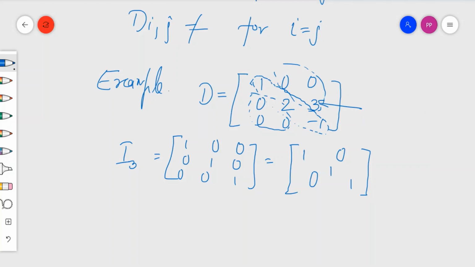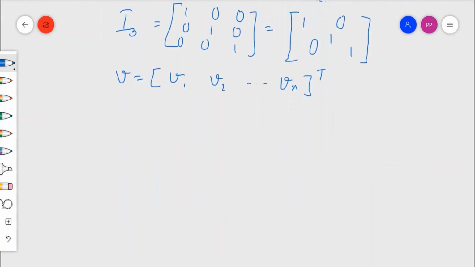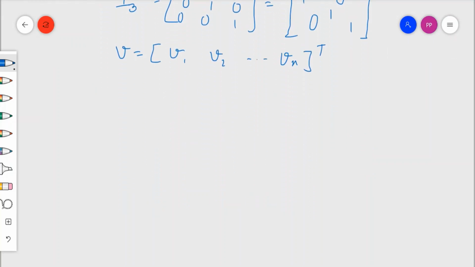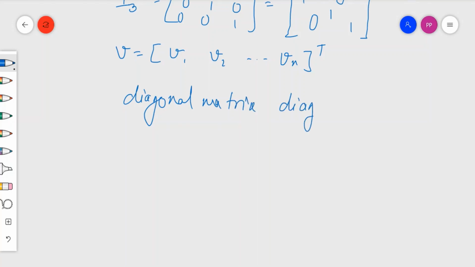So suppose we are given a vector small v, and with the vector value we have to convert it into a diagonal matrix. So suppose small v equals v1, v2, like that up to vn. So I can write it in transpose. Then a diagonal matrix with these vector elements can be written as diag v.